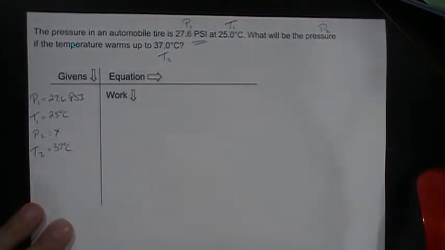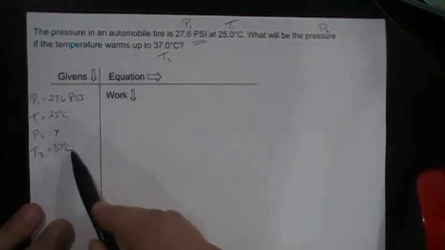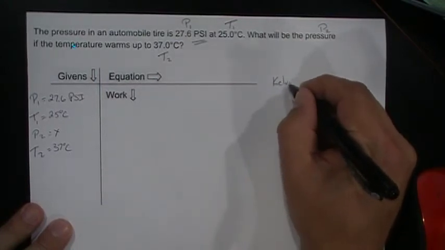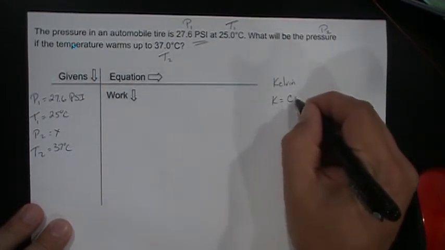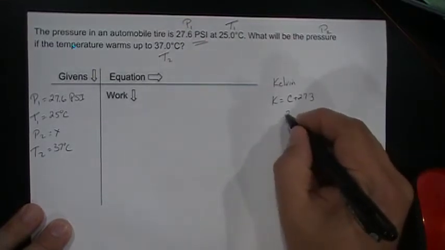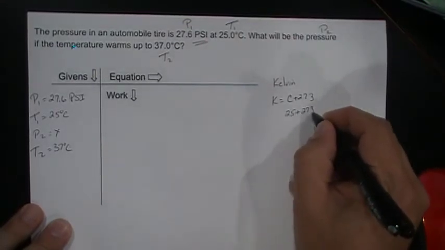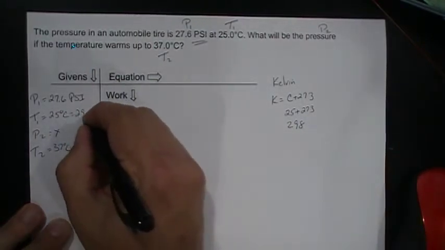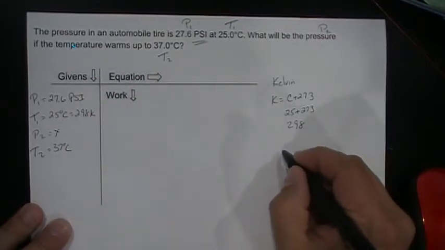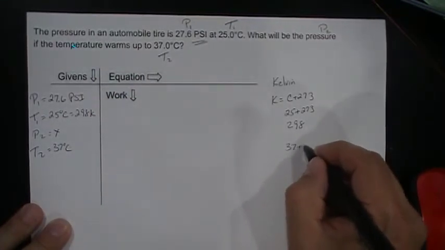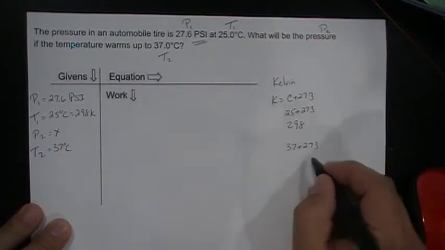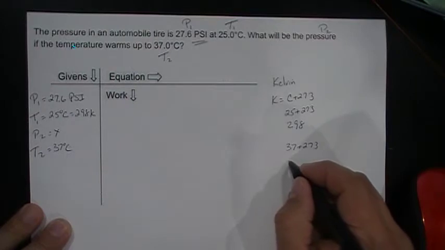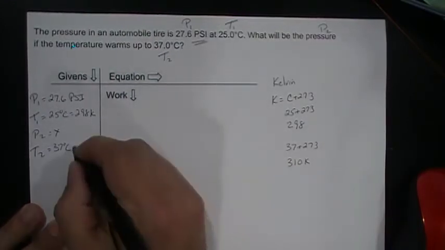Now, hopefully you're sitting there saying, Mr. O, these are in Celsius, we need to put them in Kelvin, and you would be correct. So Kelvin equals Celsius plus 273. The first one is 25 plus 273, so that is 298 Kelvin. The second one is 37 plus 273, and that is going to wind up being 310 Kelvin.